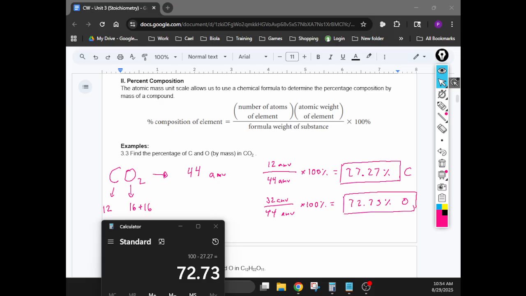Now, just a quick heads up, as we go more into chemistry, you guys probably have noticed this in your other chem classes and math classes, your answers will not be exactly the same as mine. That's totally fine. As long as it's very similar, it's close, then you're good. If you got like 72.7 whatever, you're good.